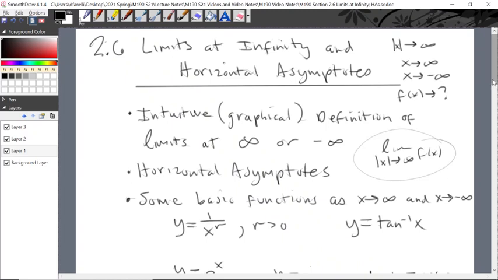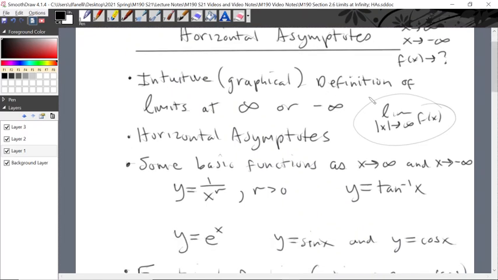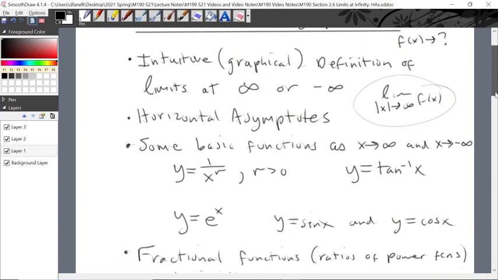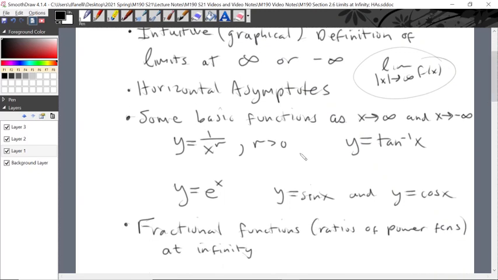We'll begin by taking a look at the graphical intuitive definition of that limit. And we'll take a look at some basic functions. y equals 1 over x to the r, where r is a rational number greater than 0. y is equal to the arctangent of x, which is a graph that has two horizontal asymptotes. y equals e to the x, which has a horizontal asymptote to the left as x goes to negative infinity, but does not have a horizontal asymptote to the right.